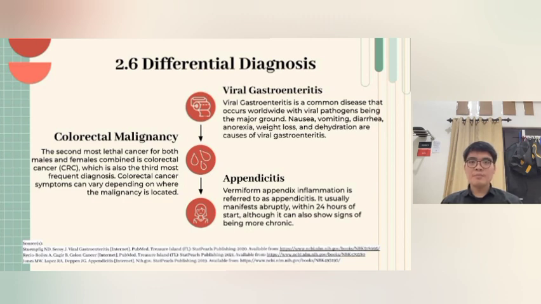Appendicitis. Vermiform appendix inflammation is referred to as appendicitis. It usually manifests abruptly within 24 hours of onset, although it can also show signs of being more chronic. Any one of the symptoms listed may or may not go together with pain: nausea or vomiting, fever, diarrhea, anorexia, generalized ill feelings, and frequency or urgency of urination.